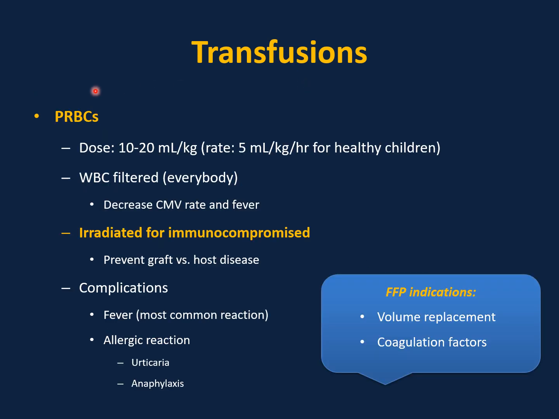Blood transfusion. The most common form of blood we use for transfusion is packed red blood cells. Packed red blood cells, the dose is 10 to 20 ml per kilo. The rate is 5 ml per kilo per hour for healthy children. Everybody should receive a white blood cell filter to decrease the rate of infection with CMV and incidence of fever. Immune compromised patients should receive irradiated cells to prevent graft versus host disease. Common complications with blood transfusion: fever, this is the most common reaction, allergic reaction like urticaria or anaphylaxis.